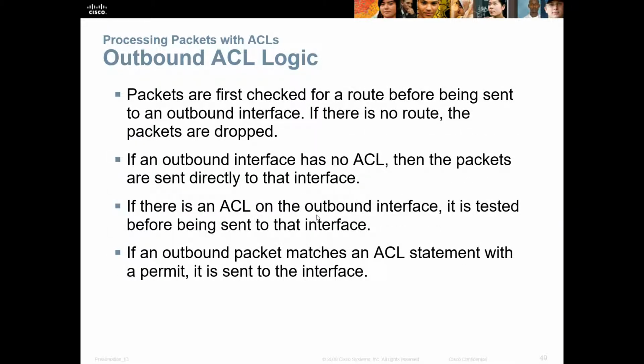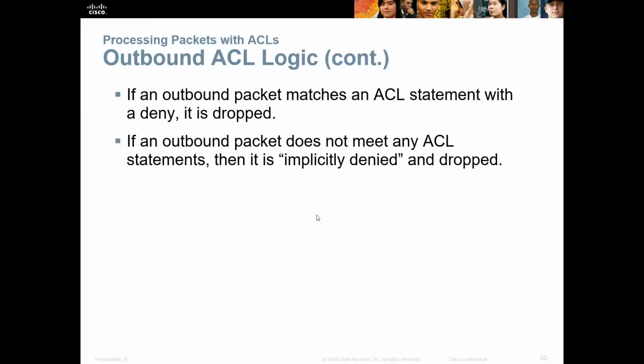If an outbound interface has no ACL, then the packets are sent directly to that interface. If an ACL on that outbound interface does exist, it'll test it before being sent. If there's a match for a permit, it'll send it. If it's a match for a deny, it will drop it, and so forth. If an outbound packet does not meet any statements, again, there's that implicit deny, so it'll drop it.